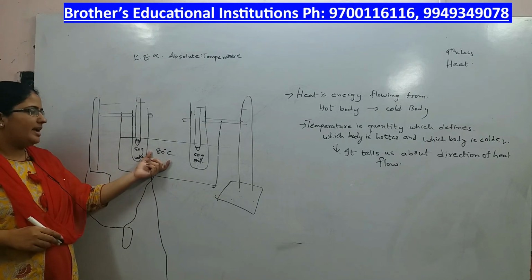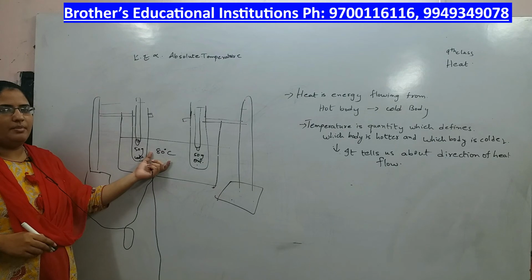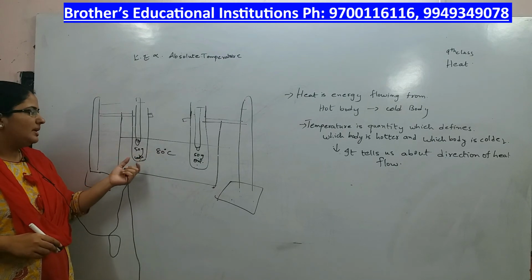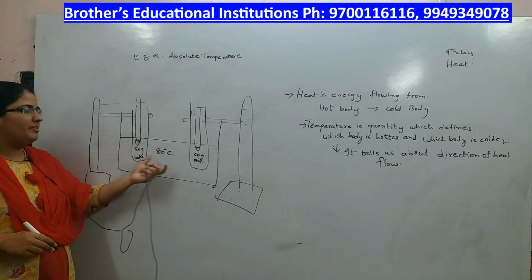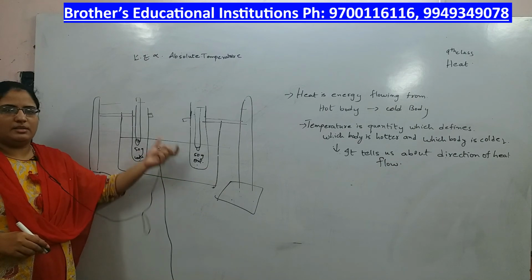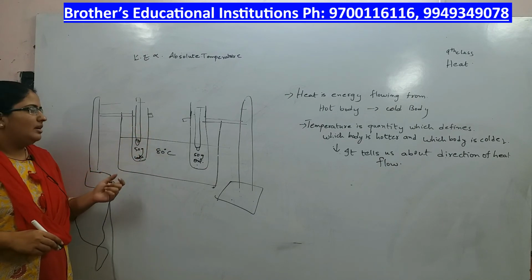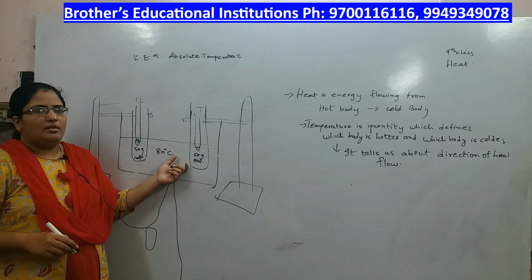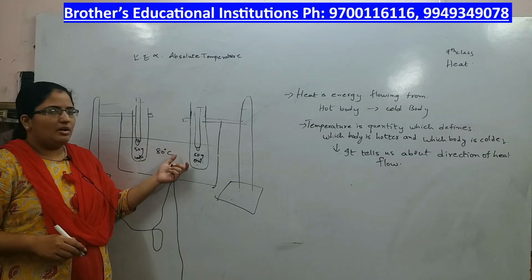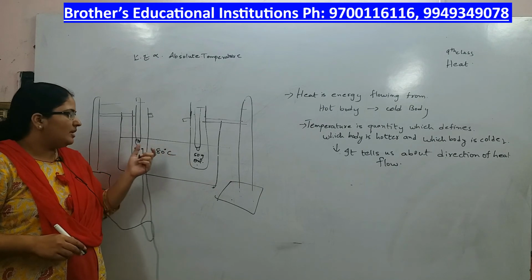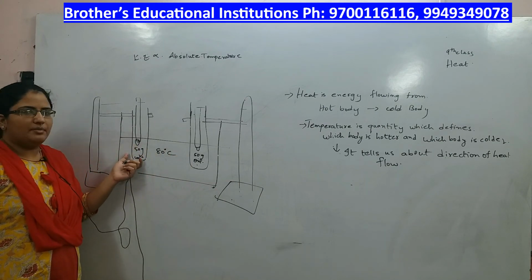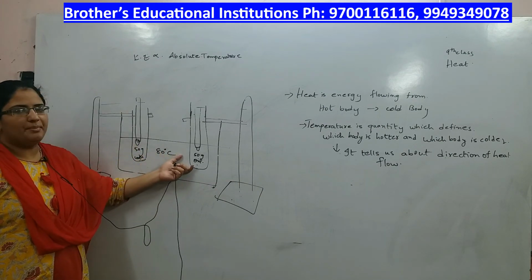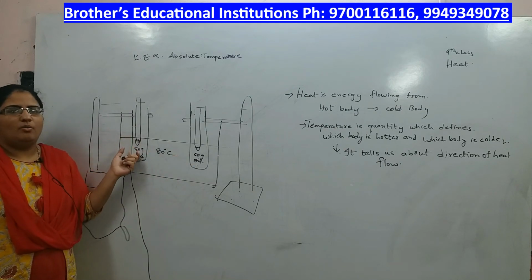So, slowly what happens, as you know that heat flows from hotter bodies to cooler bodies, the temperature of the water and the temperature of the oil will rise. Now, you will notice that the temperature of the oil increases faster, it rises much more compared to the temperature of the water. That is, oil shows more temperature compared to the water.